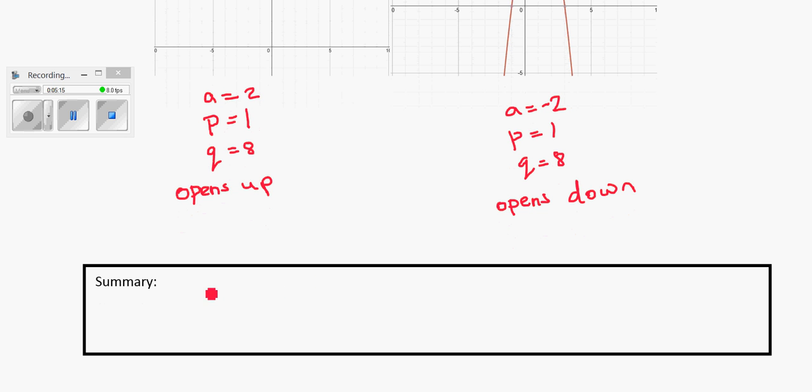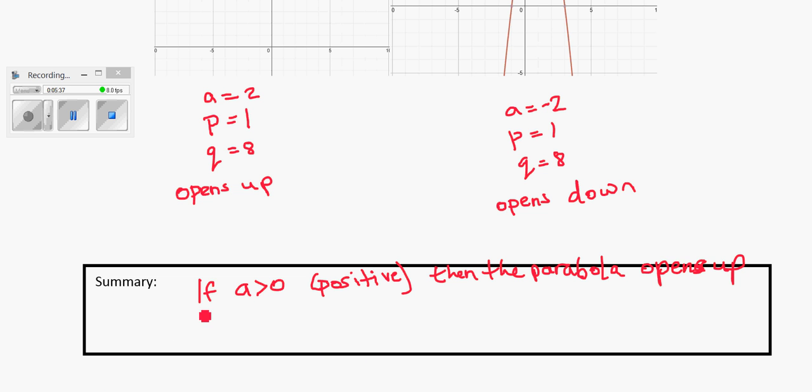So in summary, if a is greater than 0, so basically that just means if a is positive, then the parabola opens up. If a is less than 0, meaning that a is negative, the parabola opens down.